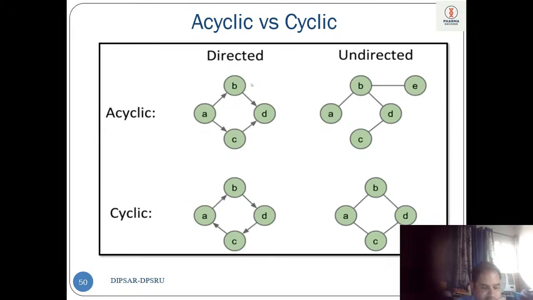Yes. Anyone can put it in the chat box. I'm waiting for your answer. My question is, the first one looks like a cycle, but why am I putting it in the category of acyclic?